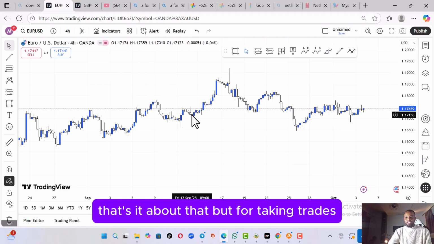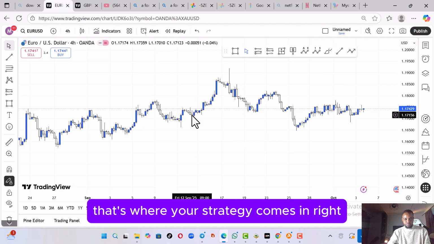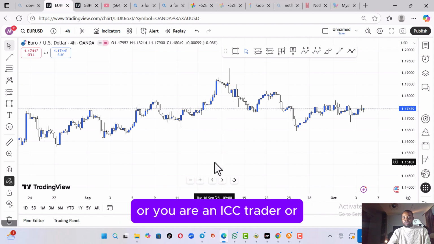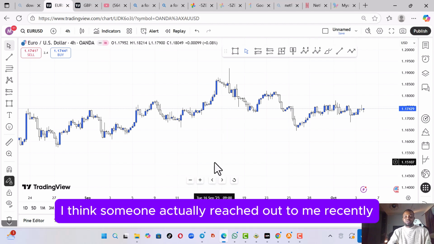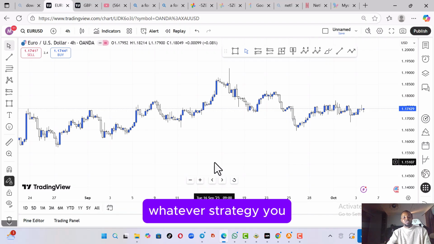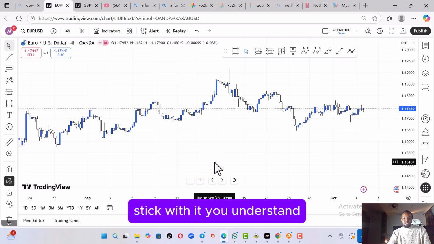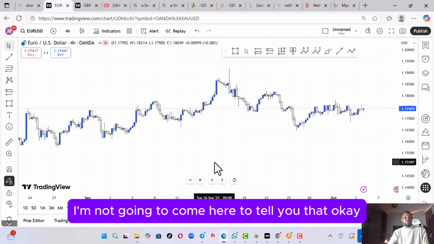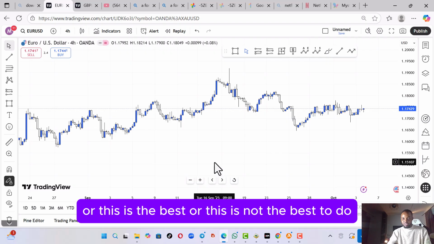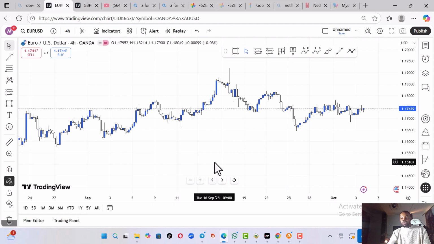But for taking trades, when to enter and when not to enter, that's where your strategy comes in, right? Either you are an SMC trader, or you are an ICT trader, or I think someone actually reached out to me recently and was talking about a turtle strategy. Whatever strategy you trade, as long as you backtest it and it works for you, stick with it. You understand? I'm not going to come here to tell you that this strategy you are talking about is not going to work, or this is the best, or this is not the best to do. But if you actually see what you want in the trade, you take it.